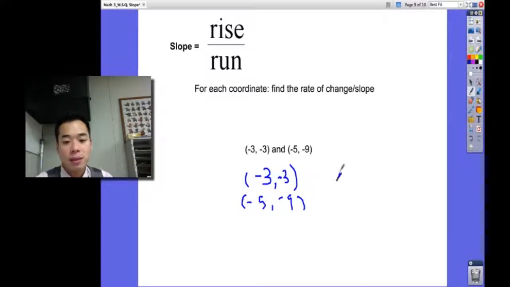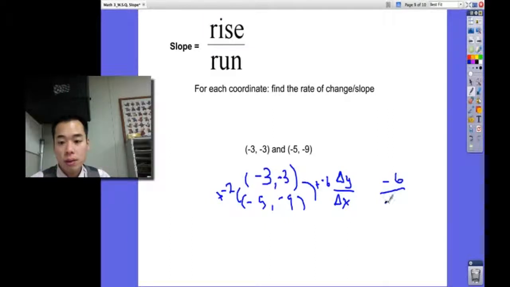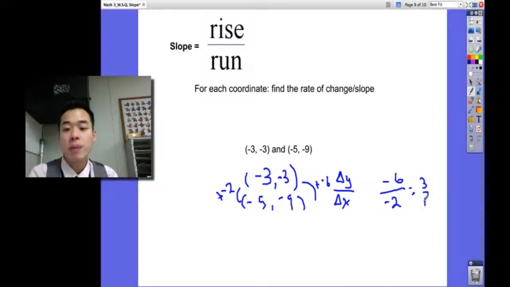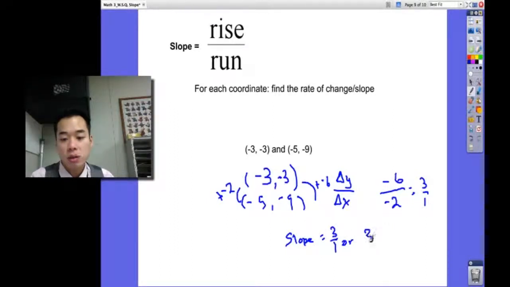And then I gotta find the delta y over the delta x, the change in y over the change in x. So how do I get from -3 to -9? Well, the negatives are getting smaller, so I'm going to add -6. And how do I get from -3 to -5? Oh, well, I am adding -2. So delta y over delta x is -6 over -2, and that reduces down to positive 3 over 1, because remember, a negative divided by a negative is a positive. So my slope is 3 over 1, or just 3.